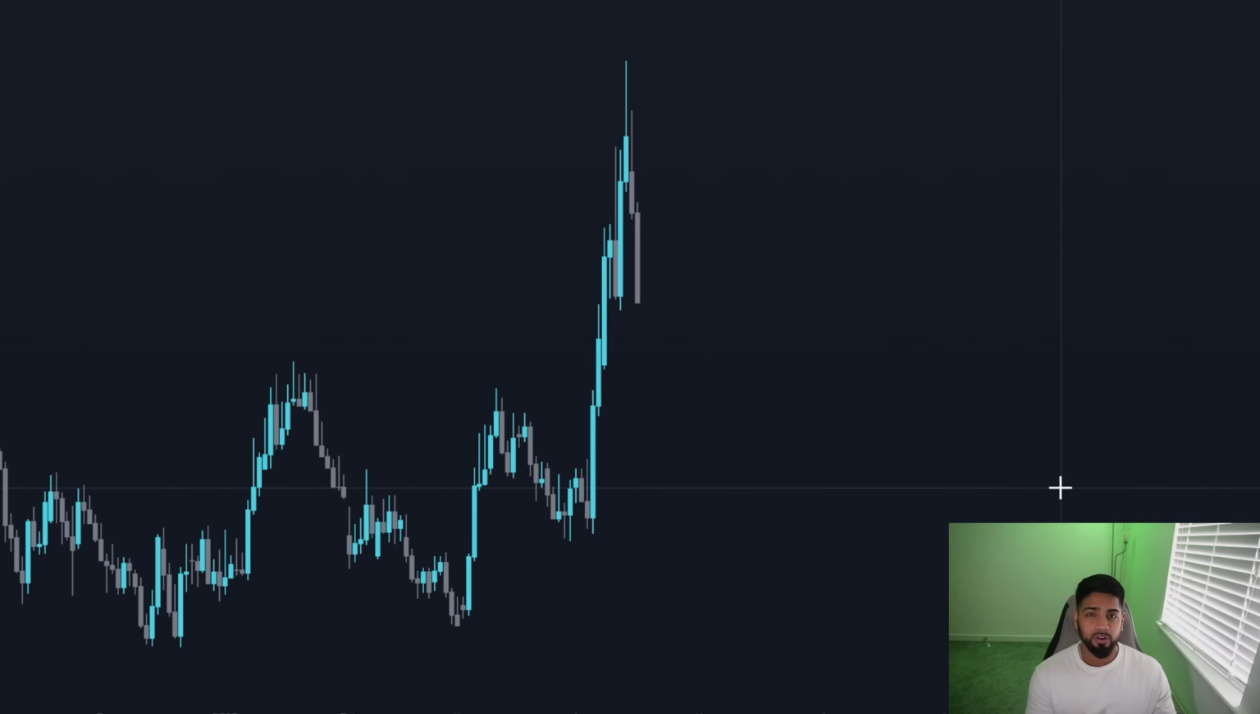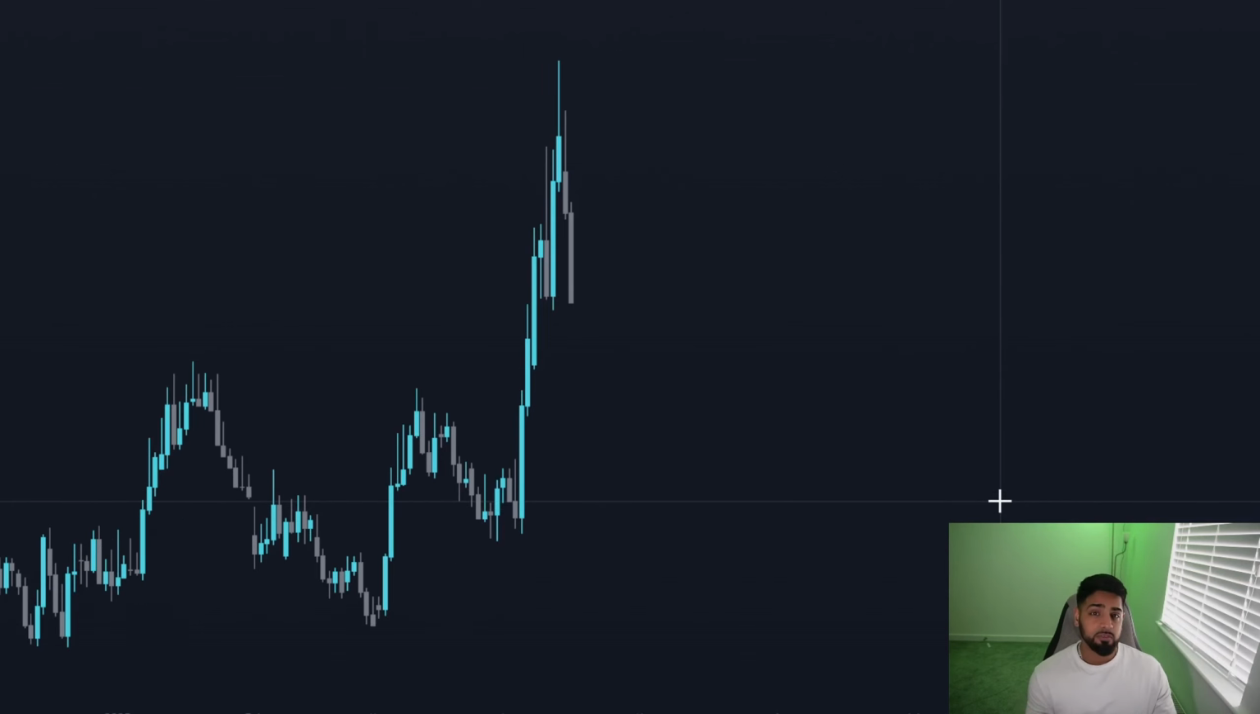So here we are starting off on the daily time frame. The reason why we start off on the daily time frame is so that we can get an understanding of the bias and we can see where the higher time frame areas of interest are. So first things first, what are we doing? What are we looking for? Well, we're going to identify key areas of interest such as higher highs and higher lows.